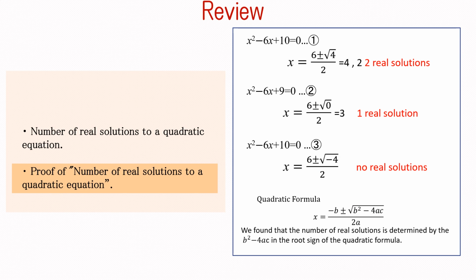We found that the number of real solutions is determined by the b squared minus 4ac in the root sign of the quadratic formula, x equals negative b plus or minus the square root of b squared minus 4ac, over 2a. That concludes this lesson.